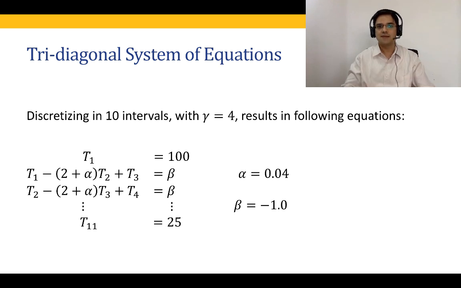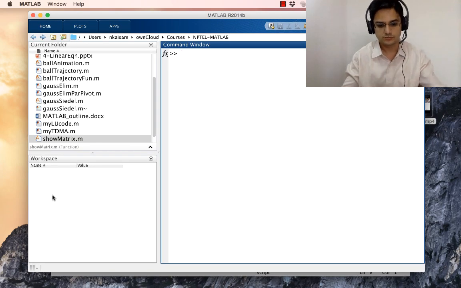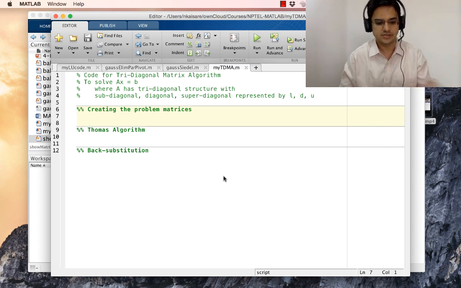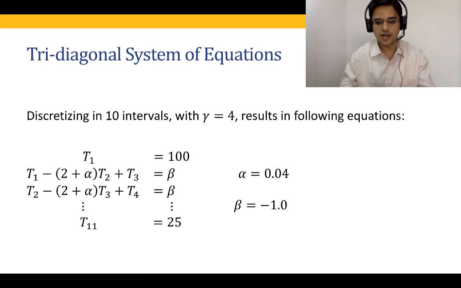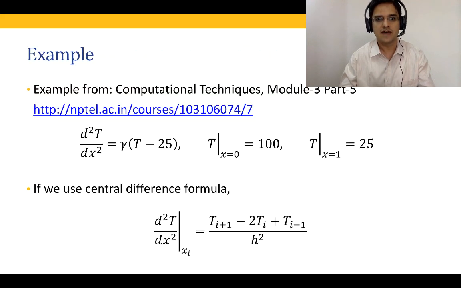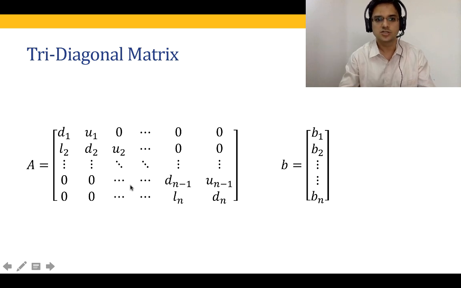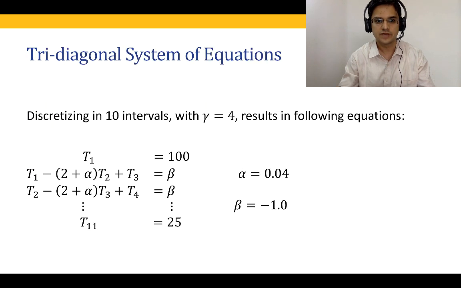So let's go on to Matlab and start trying to solve this particular problem. In my Tdma file, I have already created a skeleton of the structure. The first step that we are going to do is create the problem matrices. If we go and look at PowerPoint again, what we are going to have is the A matrix of this sort. We have the diagonal elements which we are going to store in vector D, the superdiagonal elements which we are going to store in vector U, and the subdiagonal elements which we are going to store in vector L. That is what we are going to do.